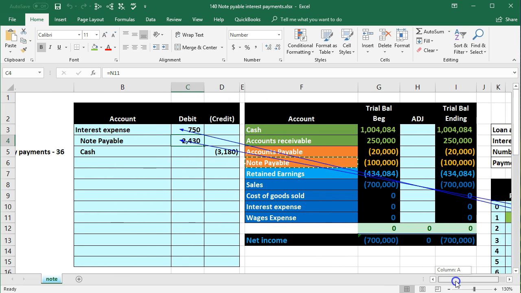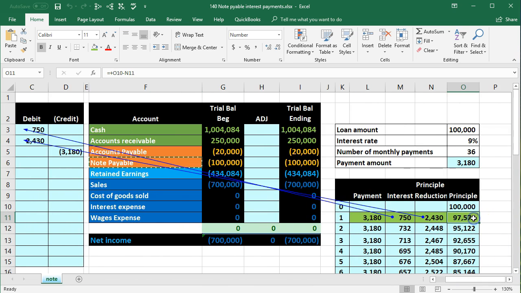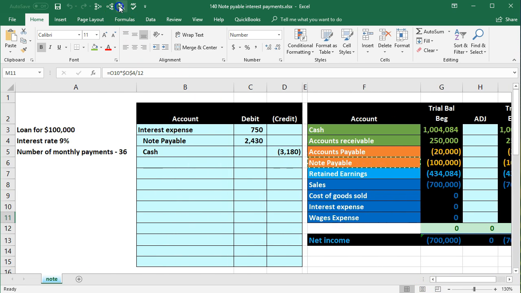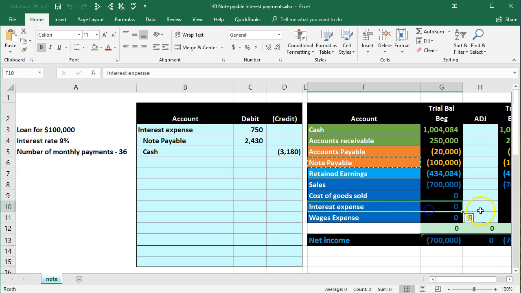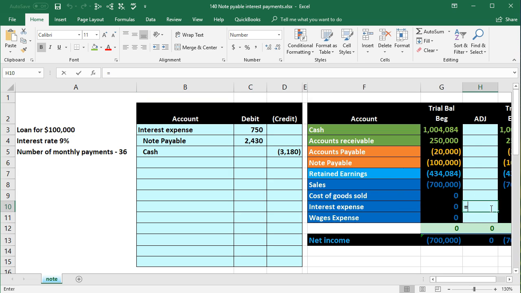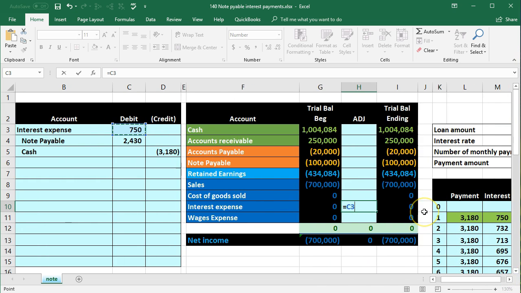Okay, and so once we finish this and record it, then our balance here should go down to that, and we should record our 750 interest. So let's do that. We're going to say that interest is here. We're going to record this here on our trial balance in H10, equals, pointing to that 750. That's going to bring interest up in the debit direction, put us out of balance, and bring net income down.